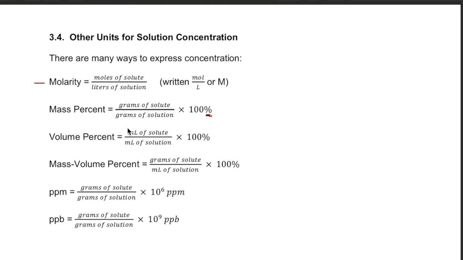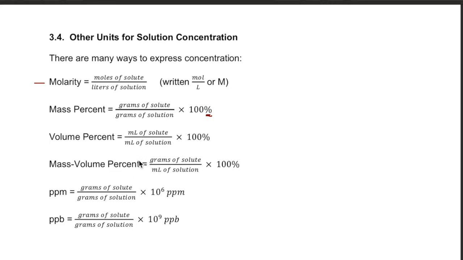You can also do the percent in terms of volume, so milliliters of solute per milliliters of solution. This is very helpful when you have a liquid solute. And then you would multiply that by 100 in order to express that as a percent.